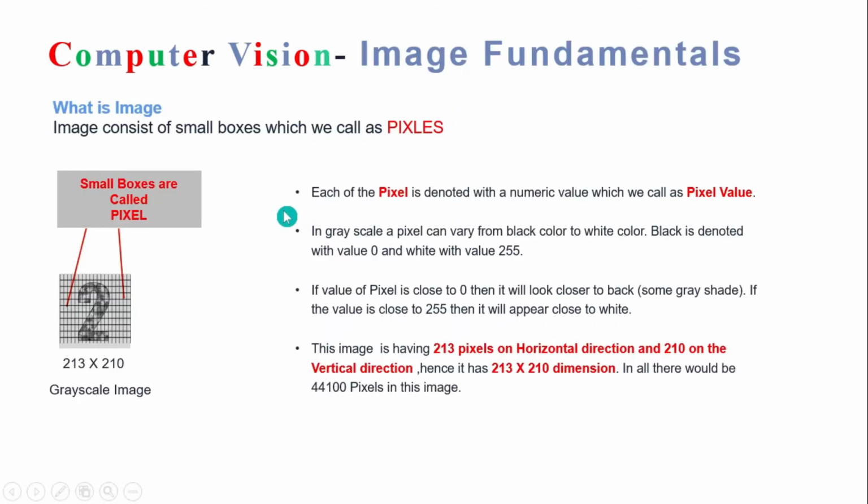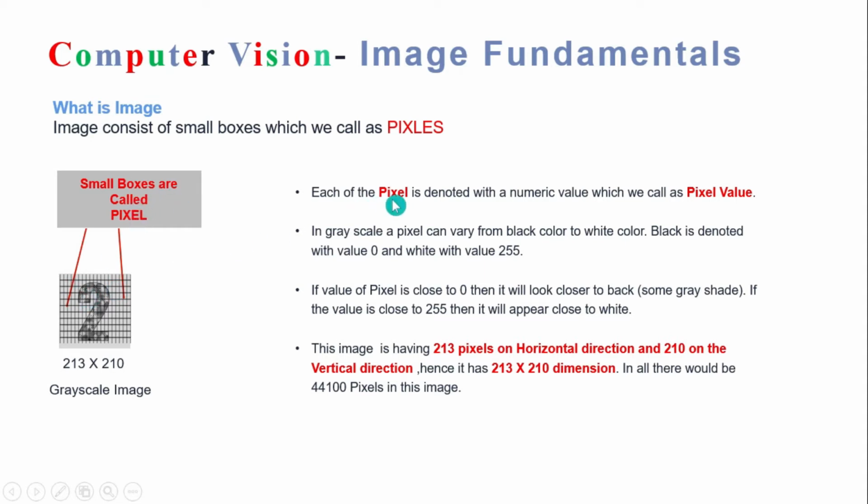Now let's look into a very simple image which has a two printed on it. This is a grayscale image. First, let's understand what an image is in technical terms. An image consists of small boxes which we call pixels. If you see this image, I have divided it into small boxes. Each of these boxes is called a pixel.